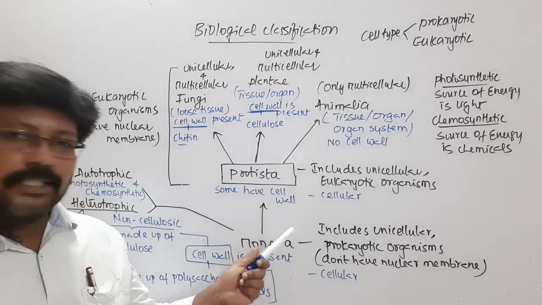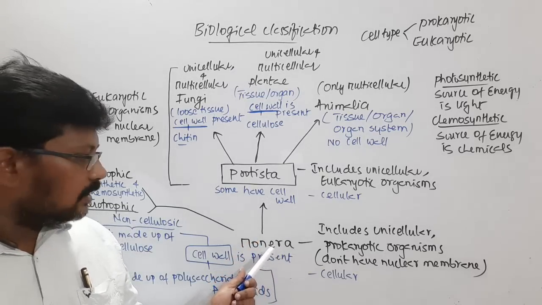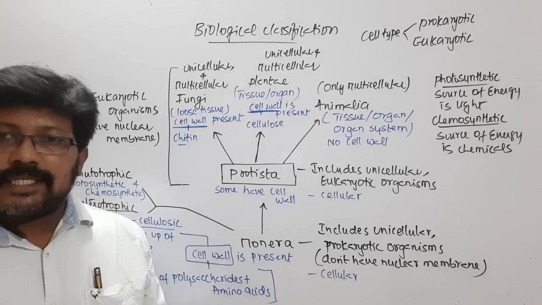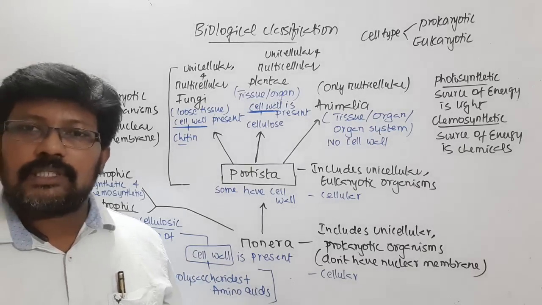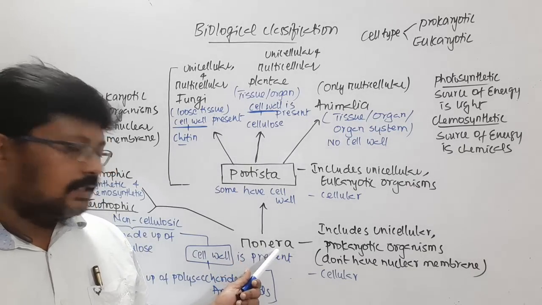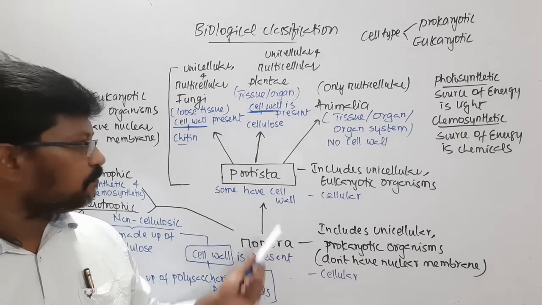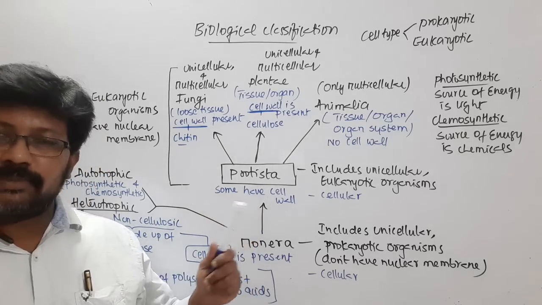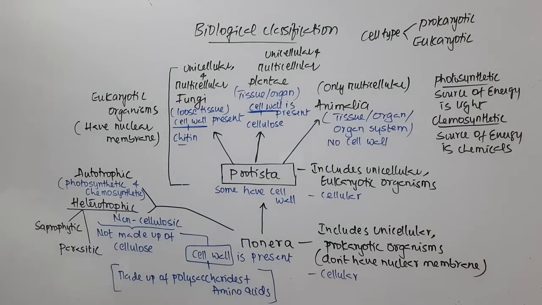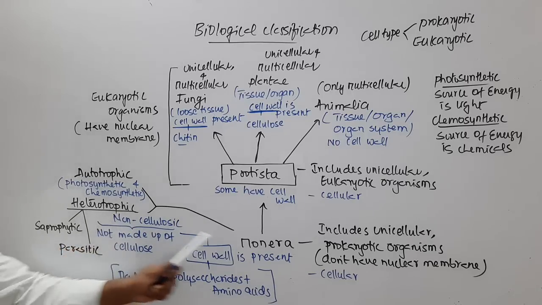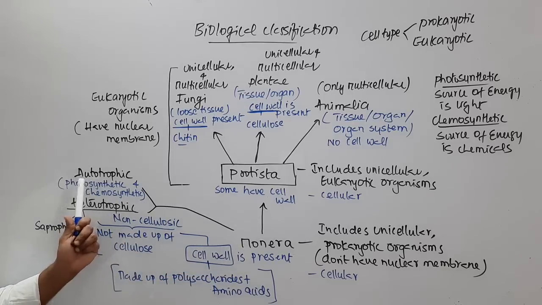Because later I'm going to discuss the Monera in detail: what are its characteristic features, examples, and what are all the other organisms included in the Monera. All that we will see in this group, and even in Protista also. All these groups I will be discussing in detail. So that's about saprophytic and parasitic modes of nutrition under heterotrophic. So Monera will show photosynthetic, chemosynthetic, saprophytic, and parasitic modes of nutrition.